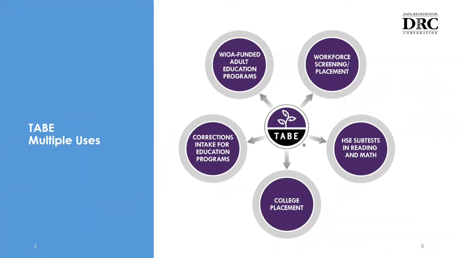It's just a way to not over-test a student or to use tests in several different ways. So if you can use a TABE test for WIOA reporting, but also for high school equivalency credentialing, because it's aligning to the same standards and the scores have gone through a research alignment and concordance, then that might be a way to shorten the pathway for students in adult education.